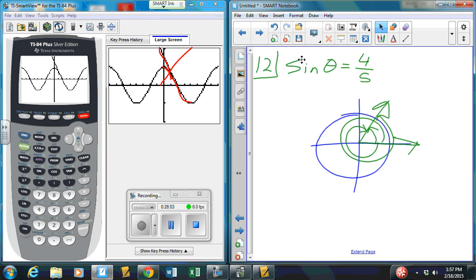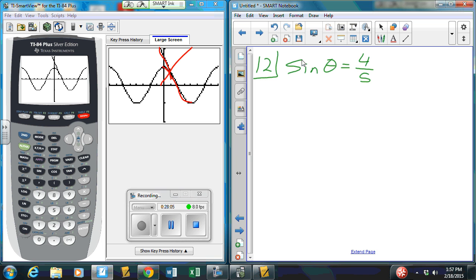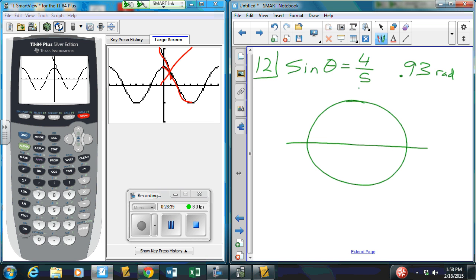So, if I want to find theta if sine of theta equals 4/5, everybody take your calculator. How am I going to find what theta is? Okay, everybody, we're going to use a calculator to do sine inverse of 4/5. If you're in radians, you should get 0.927. Round to the nearest hundredth, so 0.93 radians.